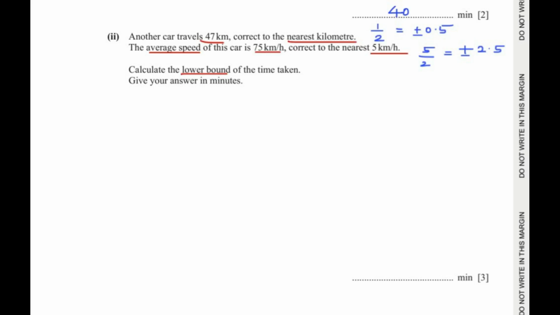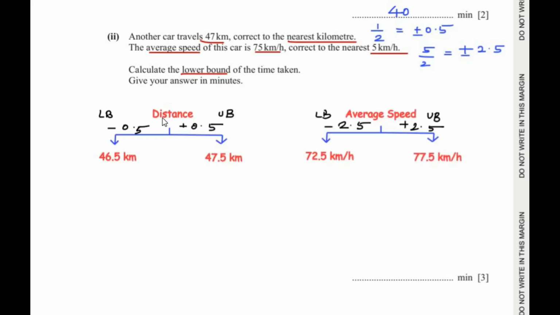So let me write down the lower bound and upper bound for distance and average speed over here. Now here for the distance, when we add 0.5 we get upper bound, and when we subtract 0.5 we get lower bound. So the upper bound of the distance becomes 47.5 and the lower bound of the distance becomes 47 minus 0.5, giving us 46.5. Similarly for the average speed, when we are adding 2.5 to 75 we get 77.5 kilometers per hour, and when we are subtracting 2.5 from 75 we get 72.5 kilometers per hour.